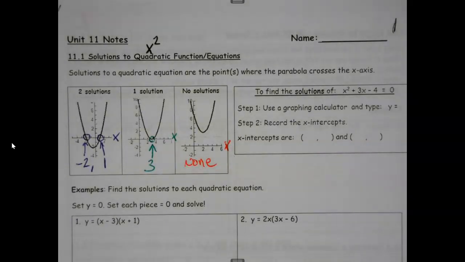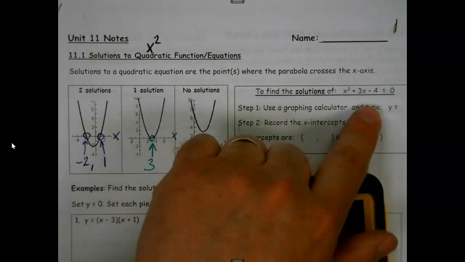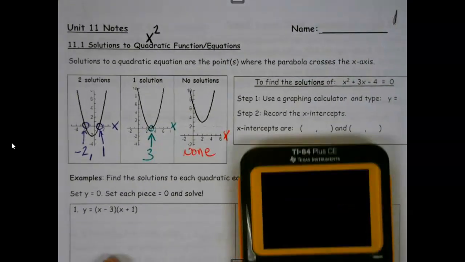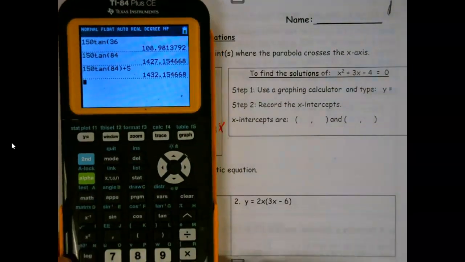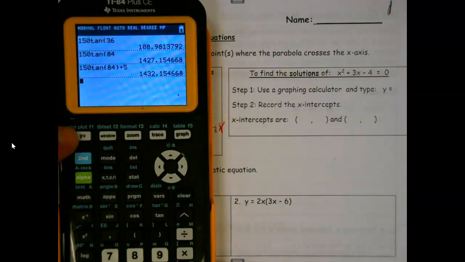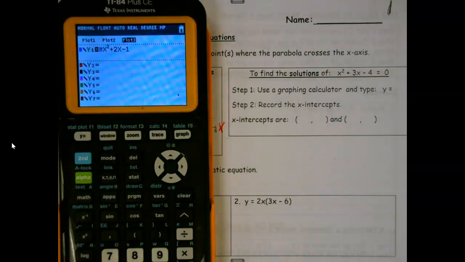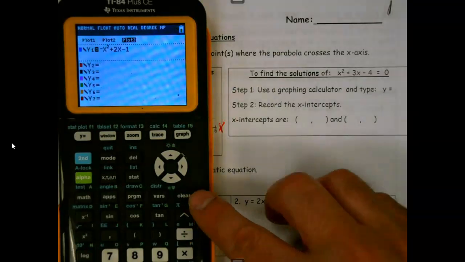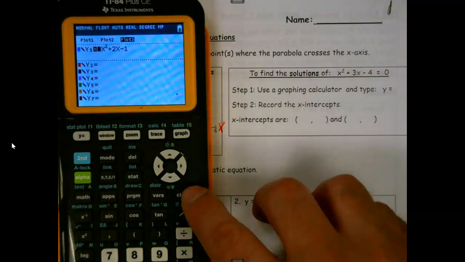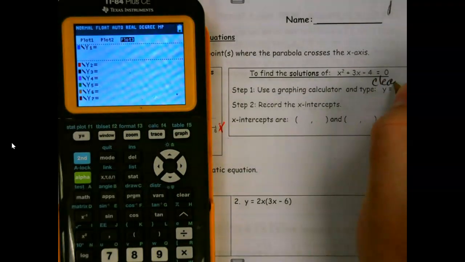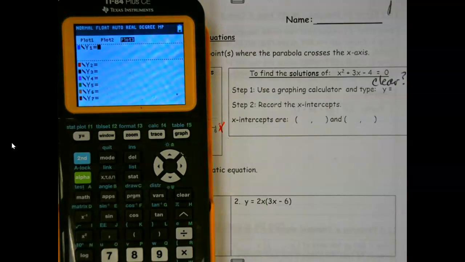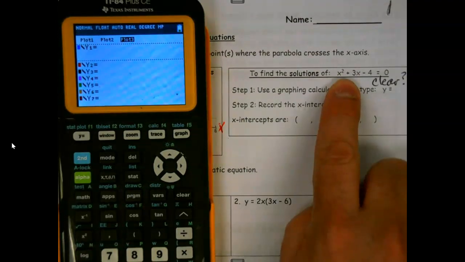So let's say I don't have a picture, or at least not right away like we did on these first examples. And so if all I'm given is an equation, I absolutely have the ability to go to my graphing calculator, just like we did before. Y equals is up here, okay? If there's stuff, we've got the clear button right above our exponent button here. We're going to type this in.